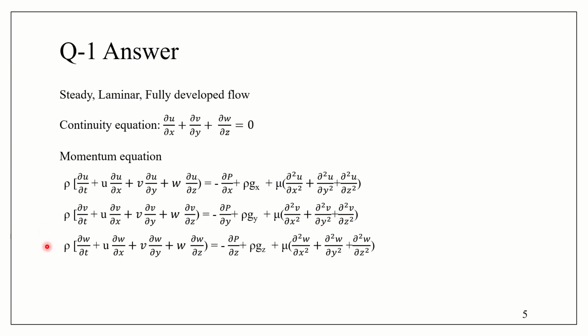Similarly, for z momentum, we have rho ∂w/∂t plus u ∂w/∂x plus v ∂w/∂y plus w ∂w/∂z is equal to minus ∂p/∂z plus rho gz plus mu (∂²w/∂x² plus ∂²w/∂y² plus ∂²w/∂z²).